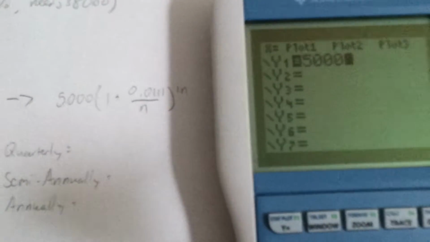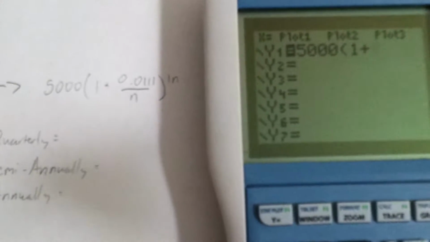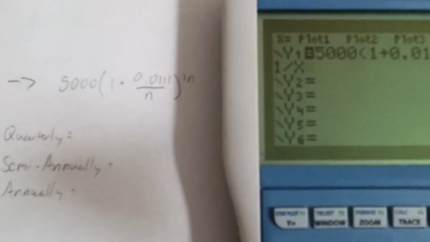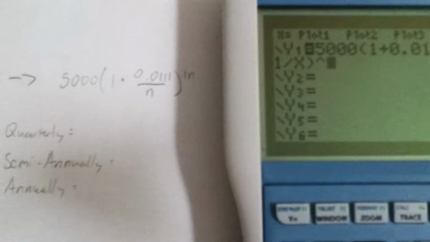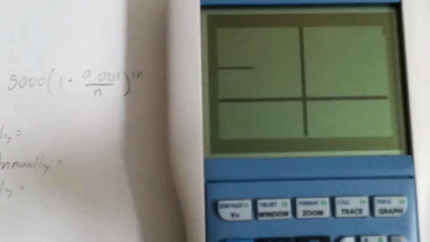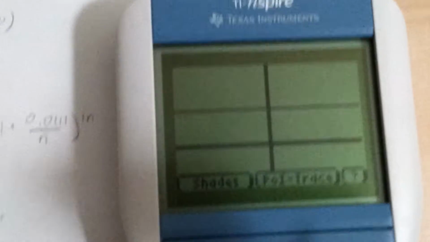So we're going to take our calculator. We're going to do y equals and plug in our equation, which is 5,000 times (1 plus 0.0111 divided by x or n), parentheses, to the x or n power. We're going to do graph, and we're going to see a straight line. So now we're going to press trace.